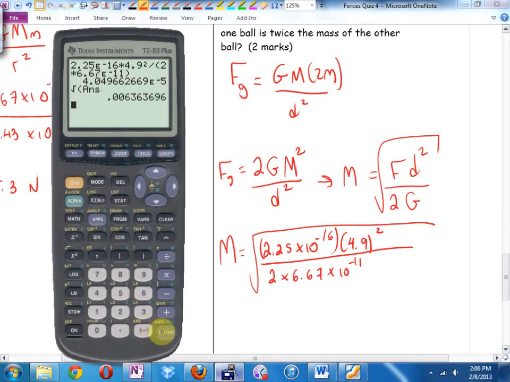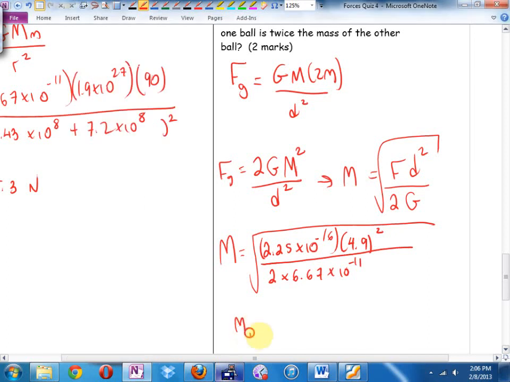And you get a mass of 0.00636. You get mass 1 is 6.36 times 10 to the negative 3 kilograms. 6.36 grams. So about 6.5 paper clips. Oh, that's mass 1.